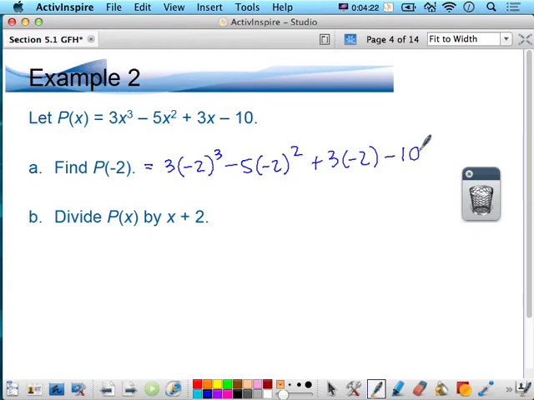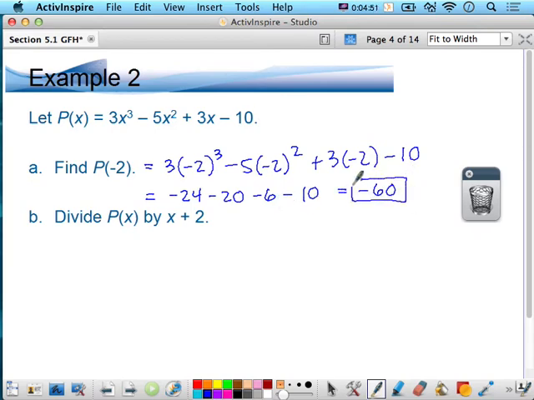So if I work that out, I have 3 times negative 2 cubed, which is negative 8, and 3 times negative 8 is negative 24. Negative 2 squared is positive 4 times negative 5 is negative 20. And 3 times negative 2 is negative 6. And then we have minus 10. So let's see what that turns out to be. It looks like we have negative 44, minus 6 is negative 50, minus 10 is negative 60.